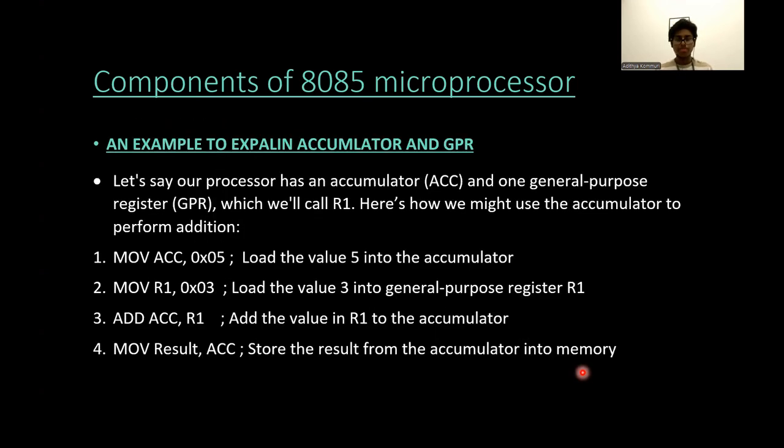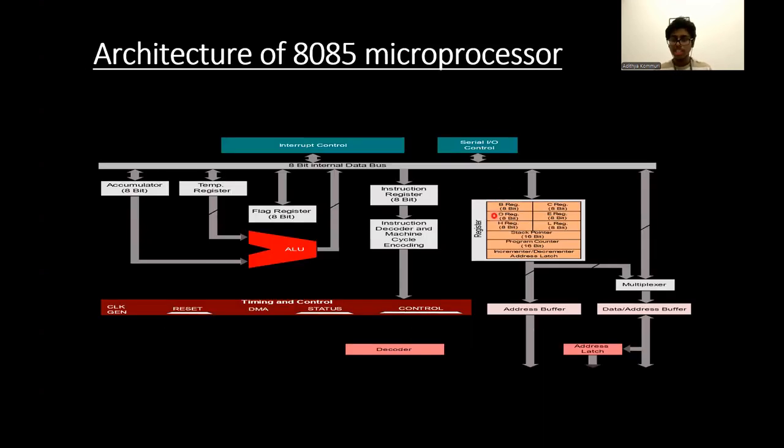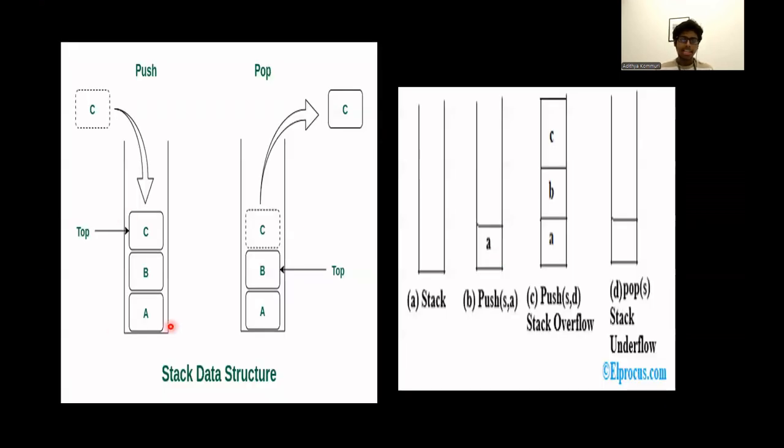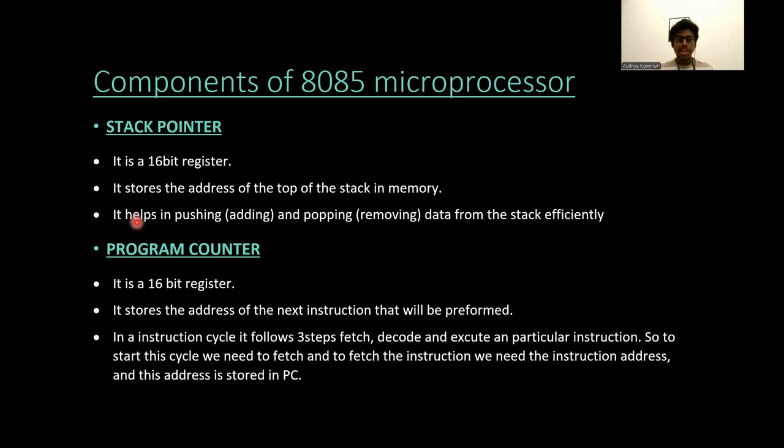Stack pointer. Below the GPRs, we have a 16-bit register called stack pointer. It is a very important register which holds the memory address of the top of the stack element in the memory. Let's look into this. The stack pointer holds the topmost element's memory address, and also it helps in pushing, adding, and popping, removing the data from the stack efficiently.